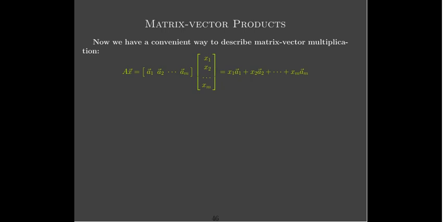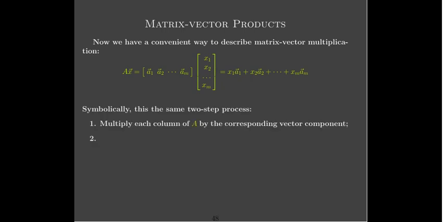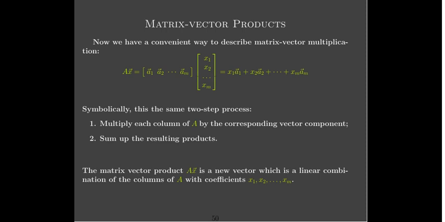times a vector, then I can do the same two-step process that I did with a row matrix times a vector, which was to first multiply each vector times its corresponding component and then sum them up. So again, we have the same two-step process. We're going to multiply each column or column vector by the corresponding vector component and then sum up the resulting products. So what you get then is a new vector, and it can be viewed as a linear combination of the columns of A. This is a really very useful way of viewing the matrix vector product, that we're really taking a linear combination of the columns of the matrix and the coefficients or the components of the vector.